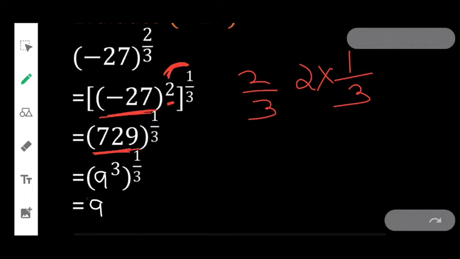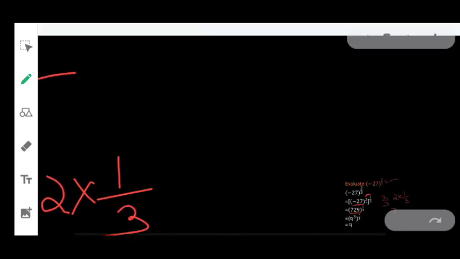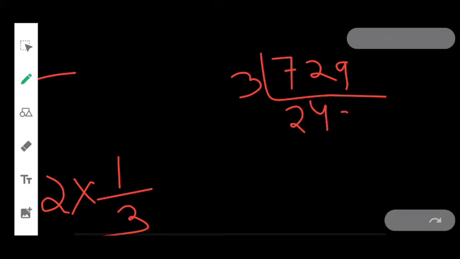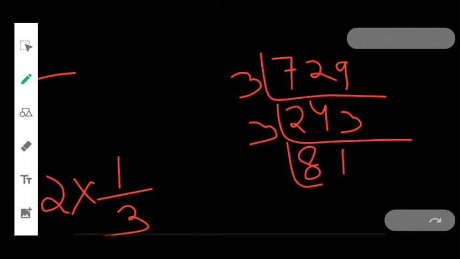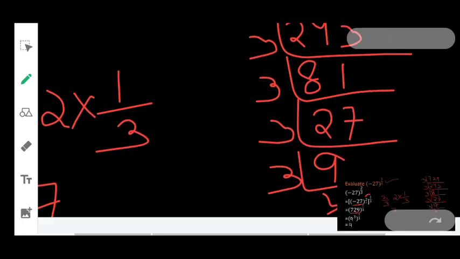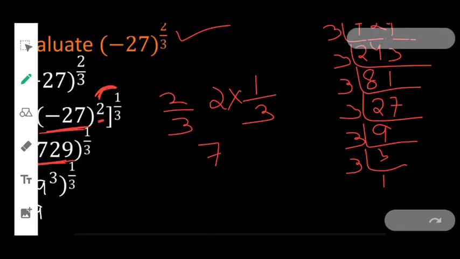So the factors of 729. 3 2's are 6, 3 4's are 12, 3 3's are 9, then again 3 8's are 24, 3 1's are 3, then 3 2's are 6, 3 7's are 21, 3 9's are 27, 3 3's are 9, then 3 1's are 3. So the factors are 3 into 3 into 3 into 3 into 3 into 3.